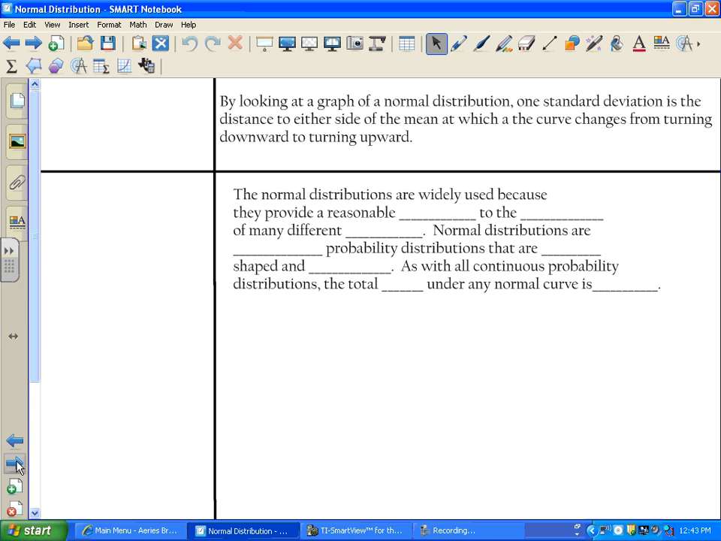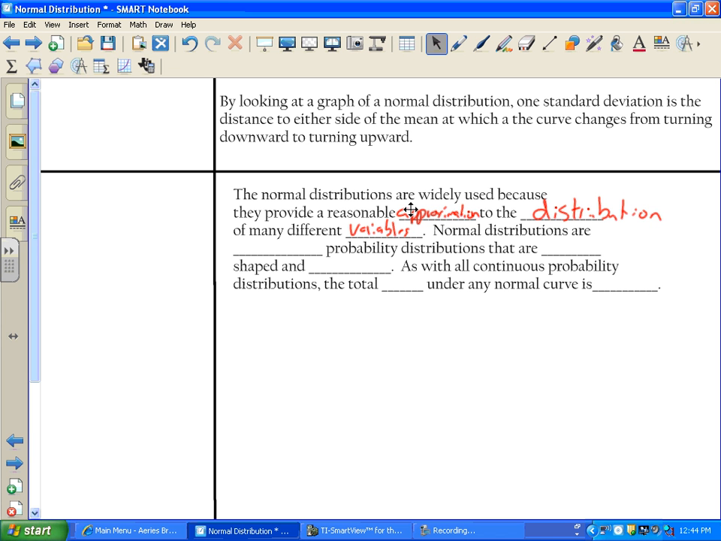Normal distributions are widely used because they provide a reasonable approximation to the distribution of many different variables. Okay?